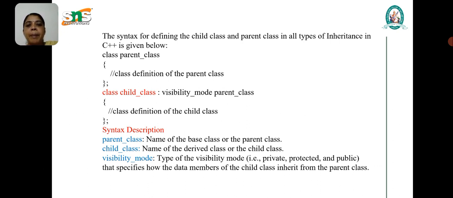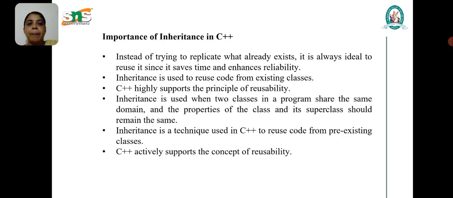Syntax description: the parent class means the base class, whereas the child class means the derived class. Visibility mode may be private, protected or public, as I already explained. See the highlighted line: class, child class name, then a colon, the visibility mode, and the parent class. Then only we can extract the information.